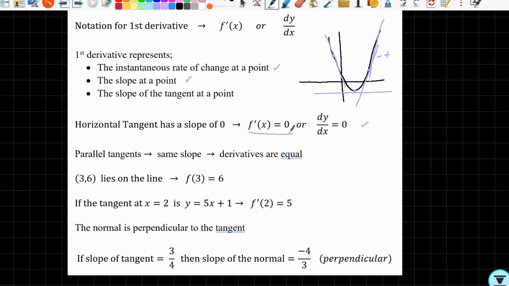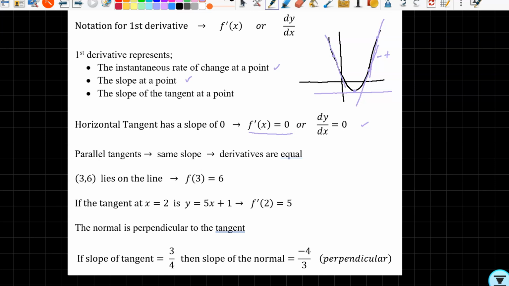A couple of other words to look out for. If a question says parallel, straight away we're going, well, that means same slope. If a point lies on a line, say 3, 6, remember your notation. That's saying when x is 3, y equals 6. And we can write that nicely in mathematics as f of 3 equals 6.